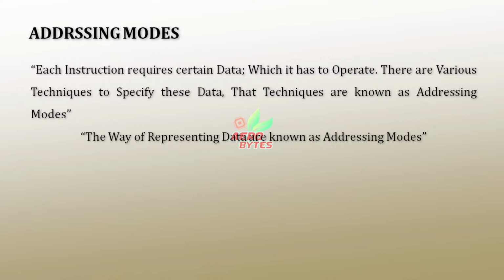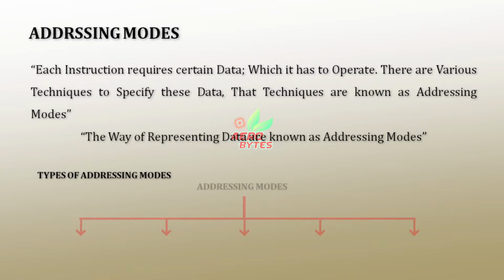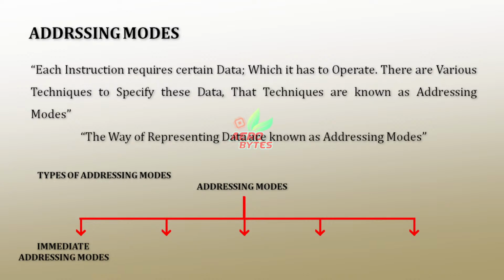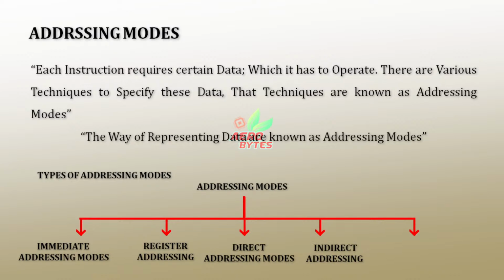Actually, the addressing modes are classified in many ways. See the types of addressing mode. Addressing modes are majorly classified in 5 categories. They are immediate addressing mode, register addressing mode, direct addressing mode, and then indirect addressing mode. Actually, it is a register indirect addressing mode. Then the last one is indexed addressing mode. These are all the classifications of addressing mode.